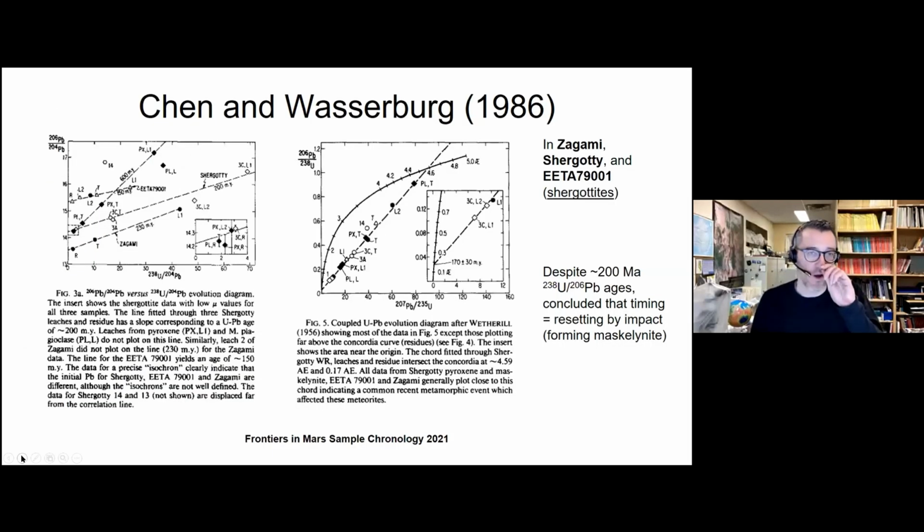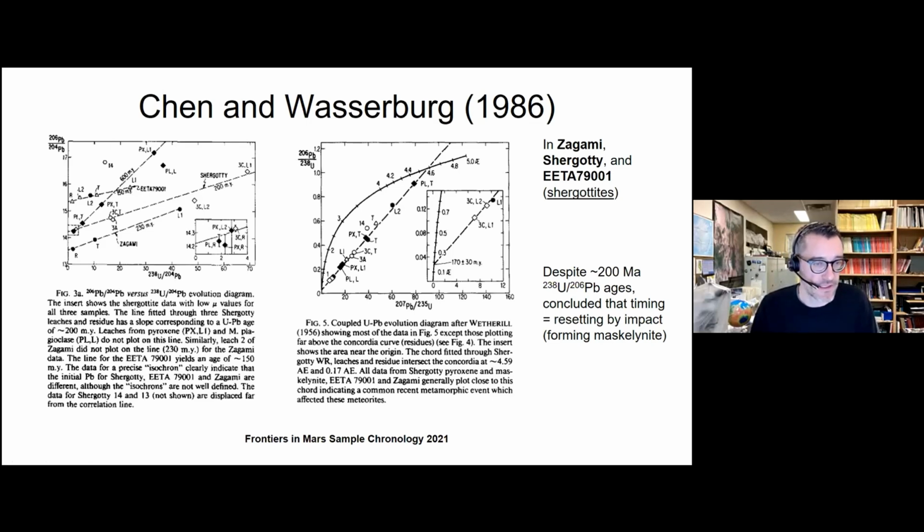Okay, if we look at one of the very early studies of these meteorites, now keep in mind Bogard and Johnson had suggested they're from Mars with the trapped gases in 1983. In 86, this paper by Chen and Wasserburg was published on these three shergottites using the uranium-lead system. And interestingly, as you can see on this 206Pb/238U diagram on the left, they were able to regress lines through some of the separates for Zagami, showing an age of about 230 million years, for Shergotty 200, and EETA 79001 about 150 million years.